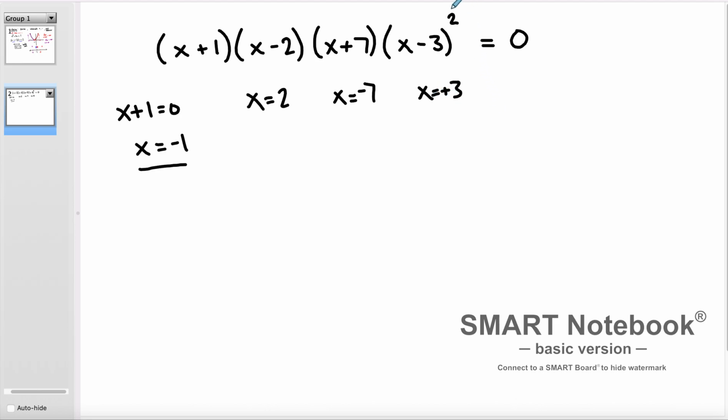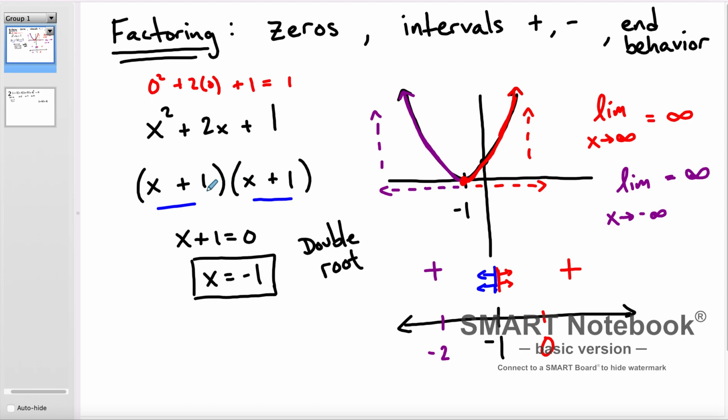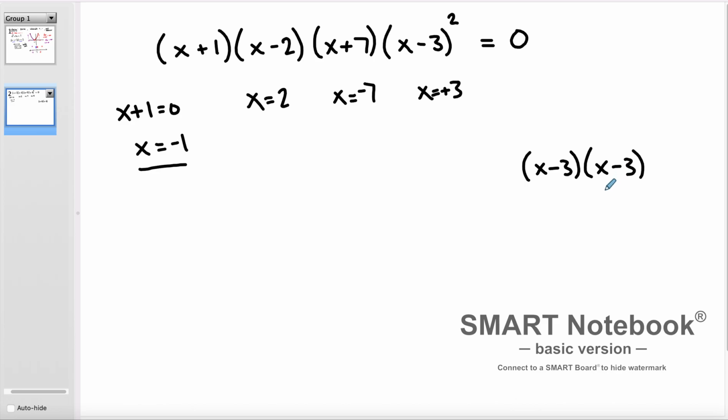Okay, what is this squared here, right? What is this squared here? Well, what it means is we have x minus 3 times x minus 3. And if you remember the last one, this looks a lot like it, right? X plus 1, x plus 1. Here it's x minus 3, x minus 3. This is what we call a double root. So it can come in this form here, or we could expand it out and express it in this form here. What we have is a double root, right? And so the graph is just going to kiss at that point.